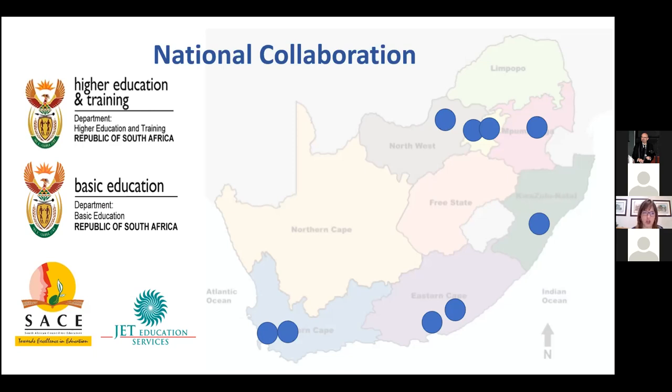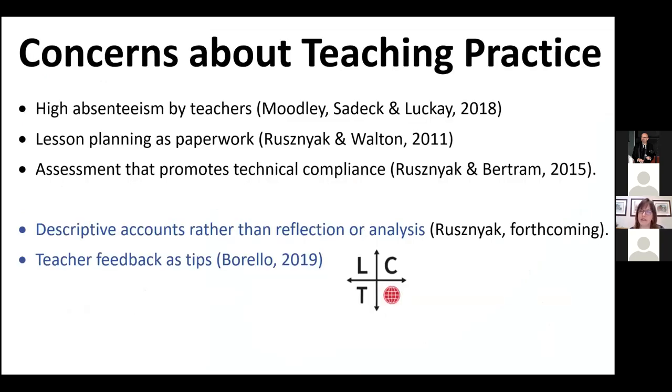We worked with the departments of education. We worked with the teacher professional council, which is SACE, and JET Education Services, an NGO, to think about how could we address this crisis, but not just address it as an interim contingency plan, but actually how could we use it to think about what's working and what's not working in work-based learning, and how could we do it in a way that works better, that builds a system that addresses some of the shortcomings. And so we turn to the research about teaching practice.